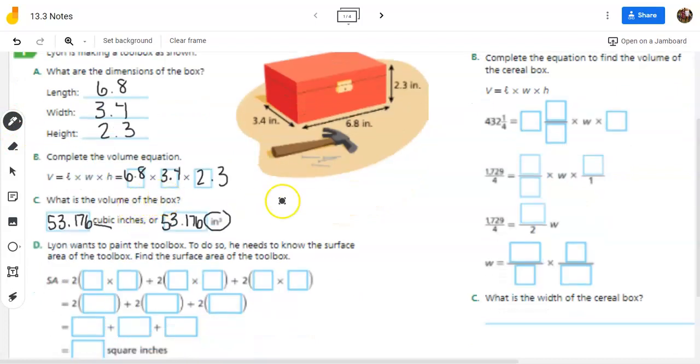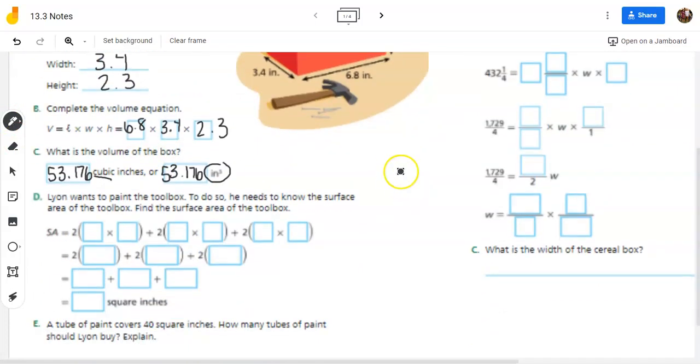Lion wants to paint the toolbox, so we need to find the surface area. Now, we kind of went into this a little bit in lesson 1. Our formula for it is surface area equals 2LW plus 2LH plus 2HW. So all we're going to do is take the length, the width, and the height, and plug it into our equation, which is the equation right here that we're using. So we have 2 times 6.8 times 3.4.